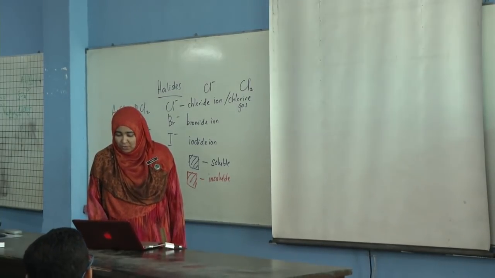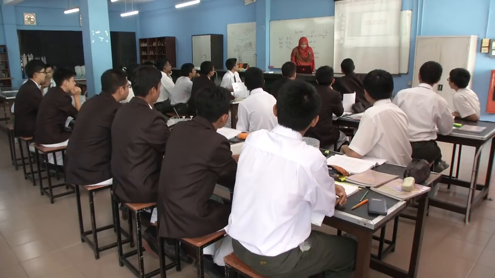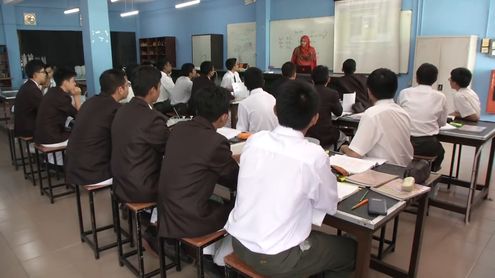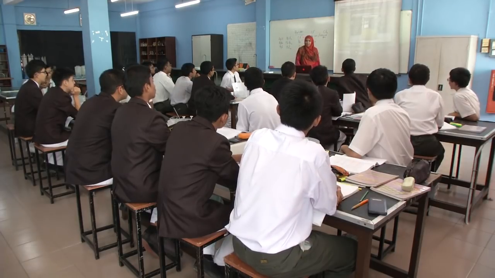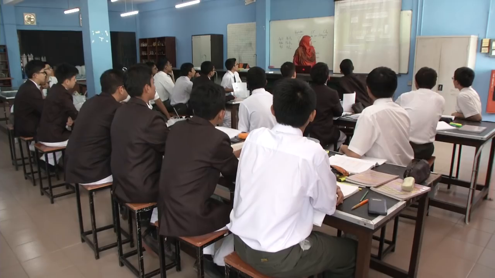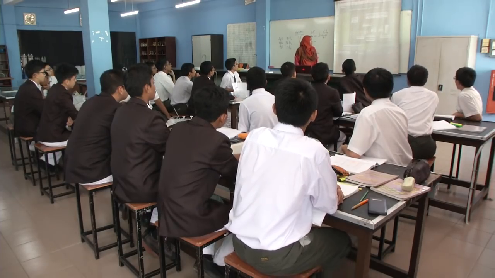So the salt that I've chosen here is lead II iodide. Okay, can you see the color of lead II iodide? What is the color? Yellow. Okay, if you can see, the materials needed here will be lead II nitrate solution, potassium iodide solution, and then here we have filter funnel, filter paper, distilled water, I'll explain later.